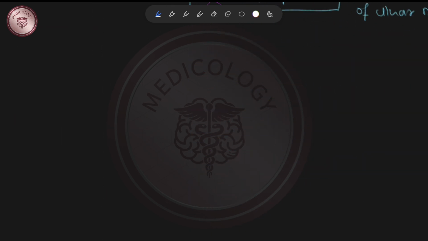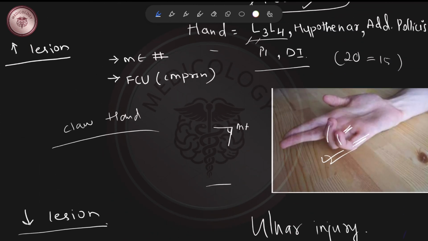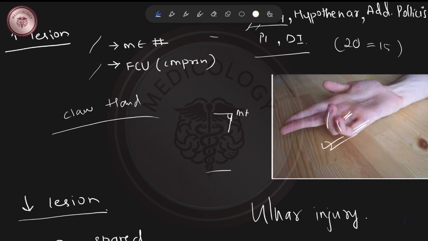And then we learned about the injury of the ulnar nerve. In the higher lesion, it can be because of a medial epicondyle fracture, and because of the heads, there will be compression of the flexor carpi ulnaris heads. Because of that, all the muscles will be paralyzed, both the forearm muscles and the hand muscles. That's why there is claw hand. But it is the sign that in the higher lesion there will be less claw hand.